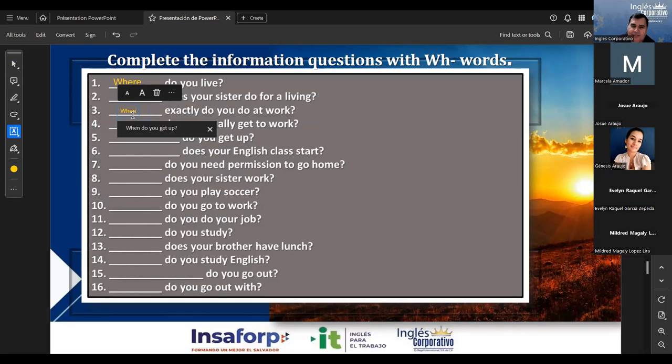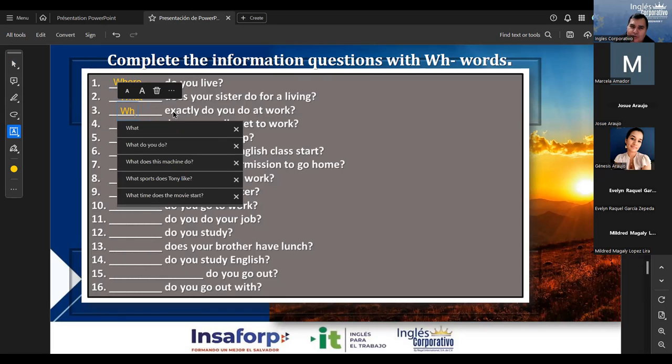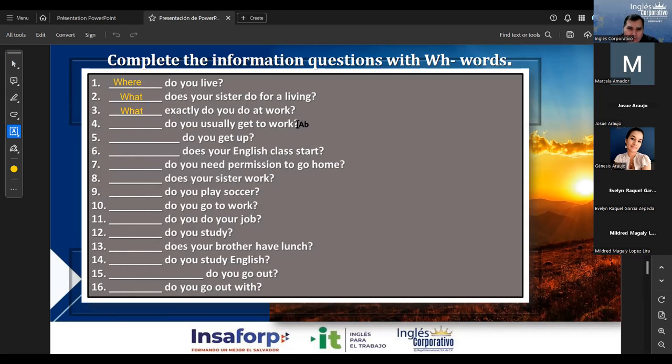No, exactly. Here it says exactly do at work, not go to work, do at work. What exactly do you do at work? Okay. In that one there is only one possibility. These are all one. What do you usually? Four has different possibilities.